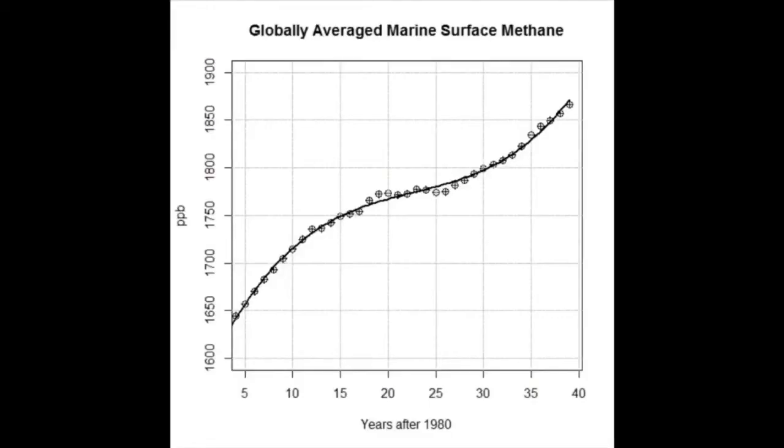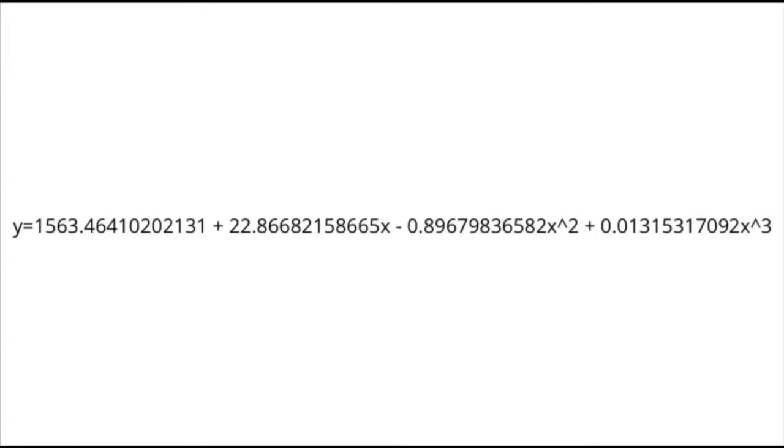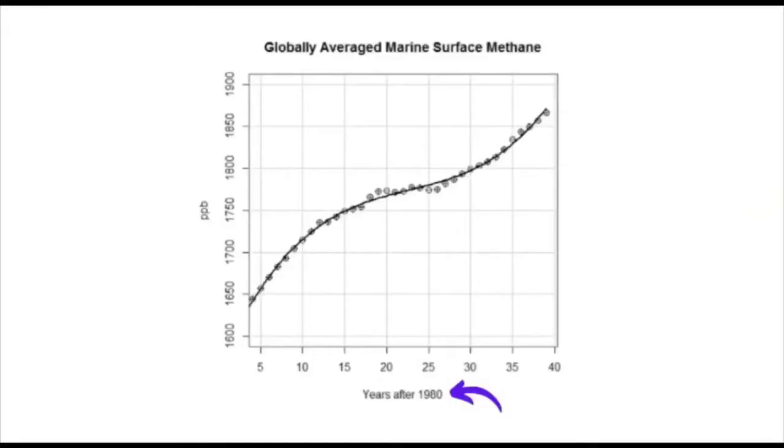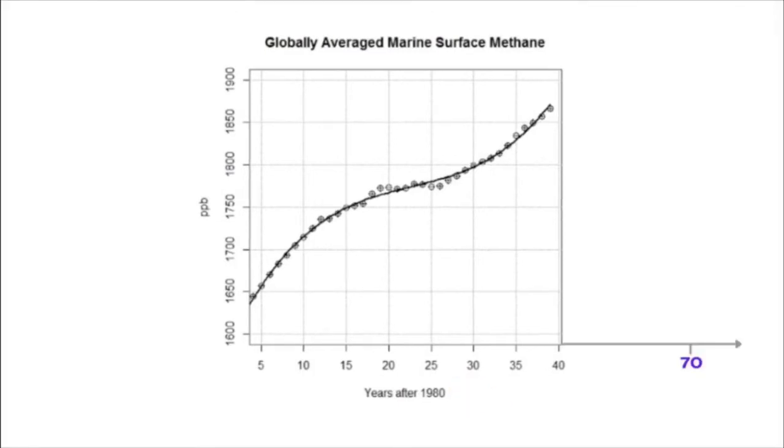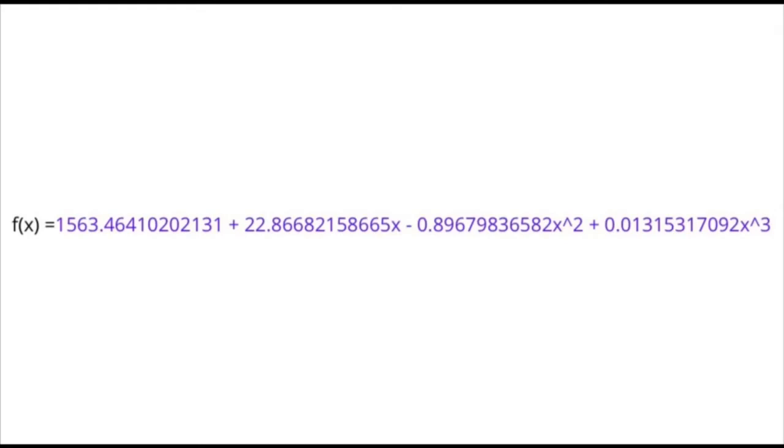So for our project we have the following fitted curve with the following function. The first thing that this problem is asking us to do is to find out which will be the CH4 levels in 2050. As we could see in our graph, the x-axis is indicating the years after 1980. That means that the value the problem is asking for will be 70 years after the origin of the graph.